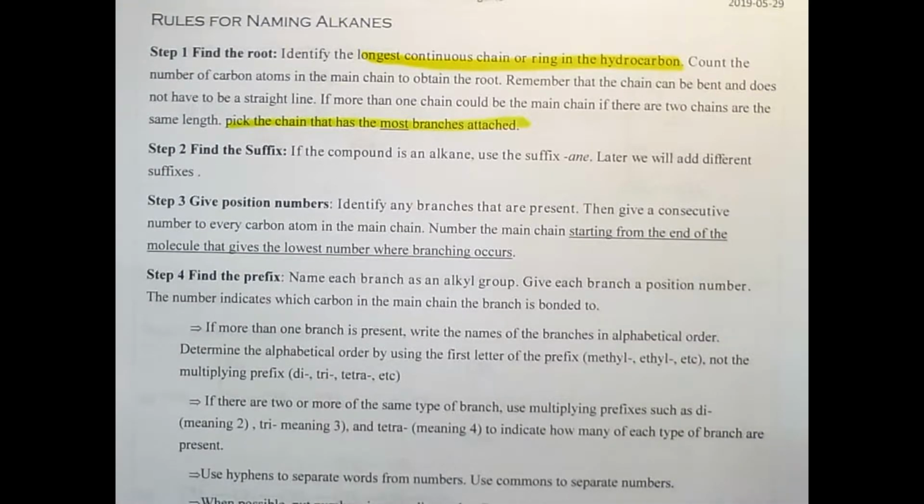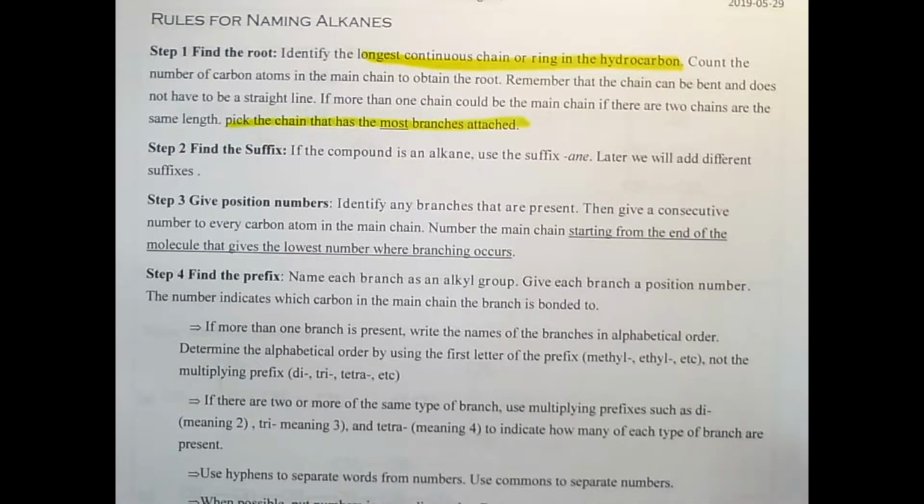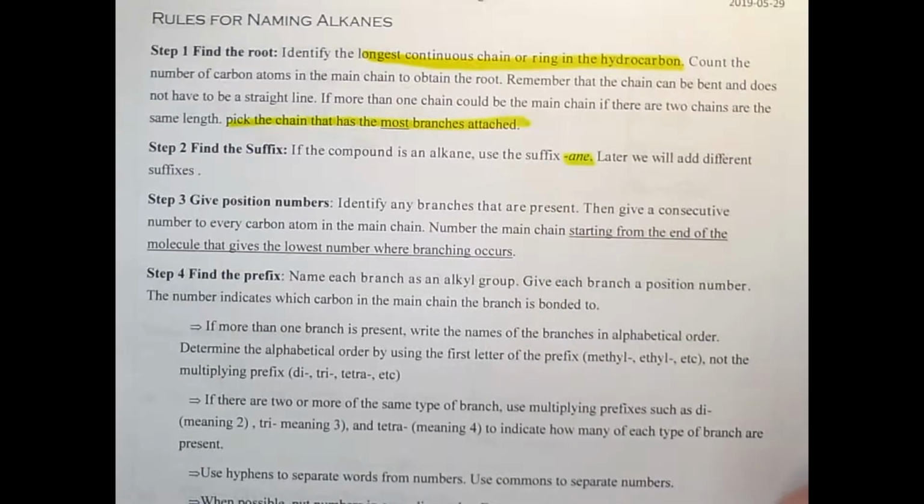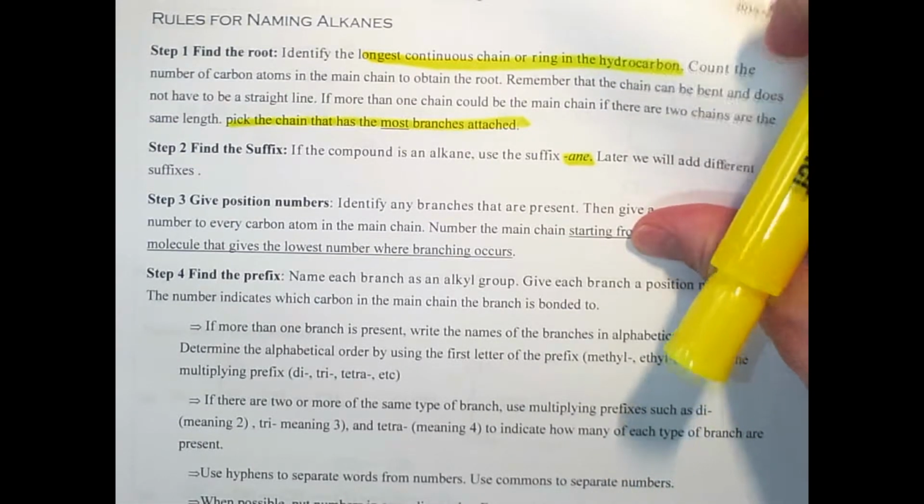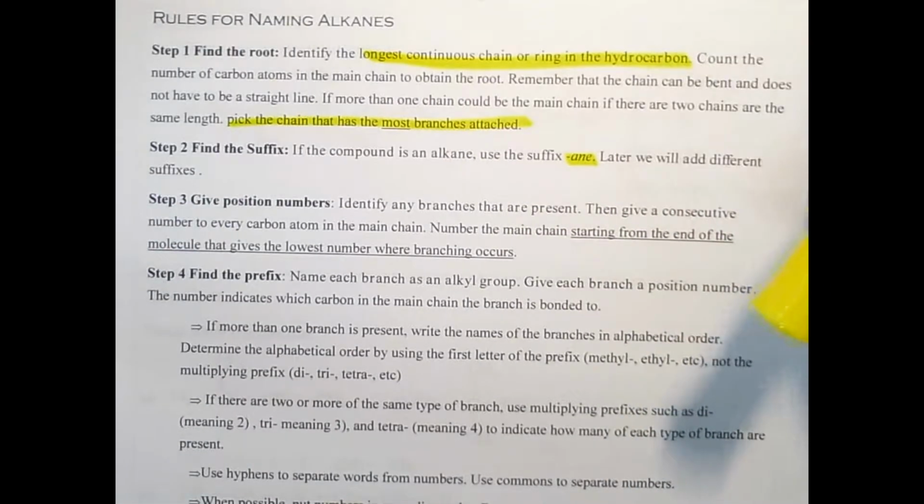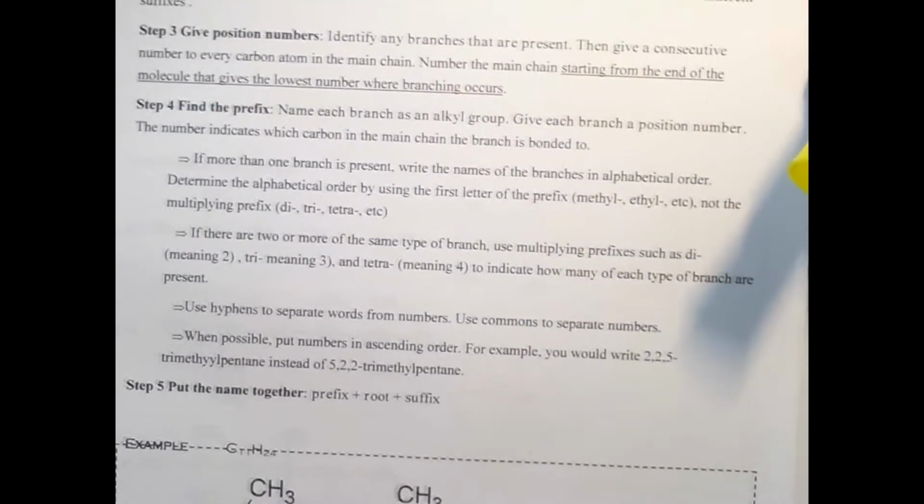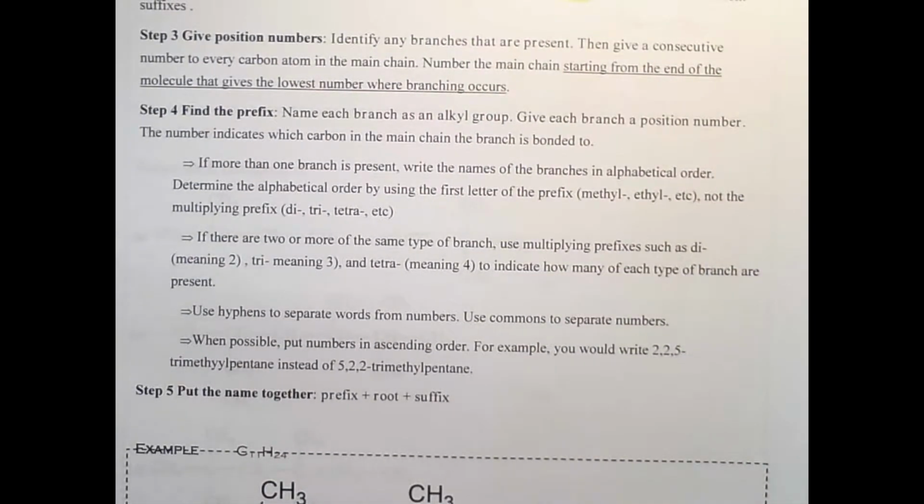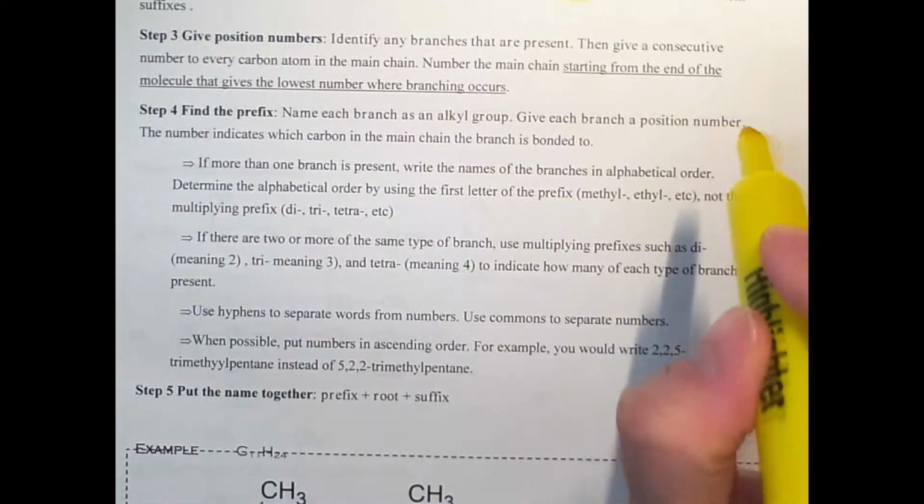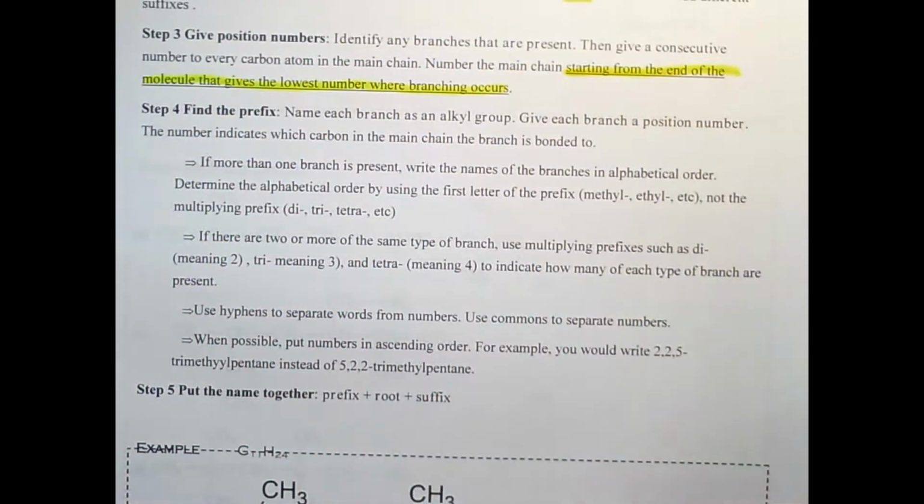Step 2 is easy for you right now because all we're going to do is find the suffix. So the only suffix we have right now is the alkane one, ANE. But there are a lot of different suffixes we'd add, and that will take a little bit of practice just recognizing what you have. Giving position numbers is about recognizing the branches, and then give a consecutive number to every carbon in the main chain. You must start at one end of the molecule and work your way to the other, and you always start numbering from the end of the molecule that gives the lowest numbers to all the branches. And that again is just something that we're going to have to practice and get used to.